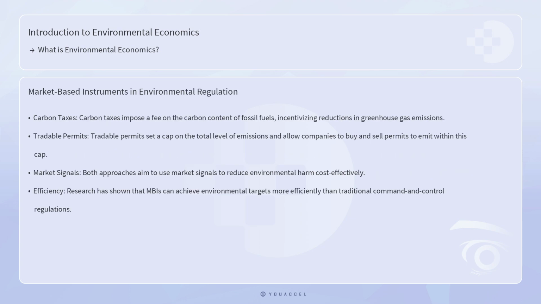A significant concept in environmental economics is the idea of market-based instruments for environmental regulation. These include tools like carbon taxes and tradable permits. Carbon taxes impose a fee on the carbon content of fossil fuels, thereby incentivizing reductions in greenhouse gas emissions. Tradable permits, on the other hand, set a cap on the total level of emissions and allow companies to buy and sell permits to emit within this cap. Both approaches aim to use market signals to reduce environmental harm cost-effectively. Research has shown that MBIs can achieve environmental targets more efficiently than traditional command and control regulations.